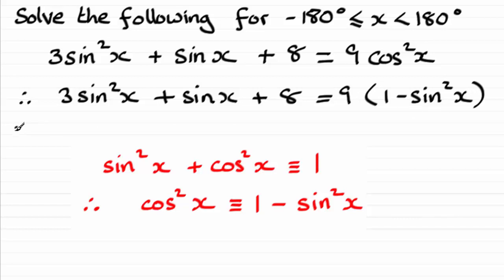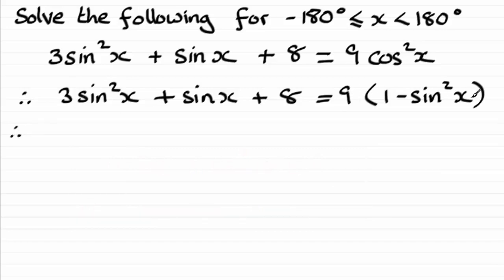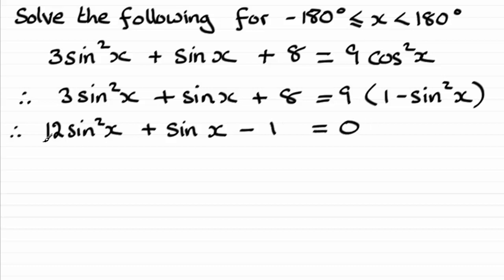So we've got the 3 sine squared x here, and if I expand this, we get minus 9 sine squared x. So I'm going to add 9 sine squared x to both sides, and that's going to give me 12 sine squared x. Then we've just got this sine x term here, plus sine x, and I can see that we end up with 9 here, 9 times the 1. Subtract 9 from both sides, and we've got 8 minus 9 is minus 1. And so we've got our quadratic equation here in terms of sine x.